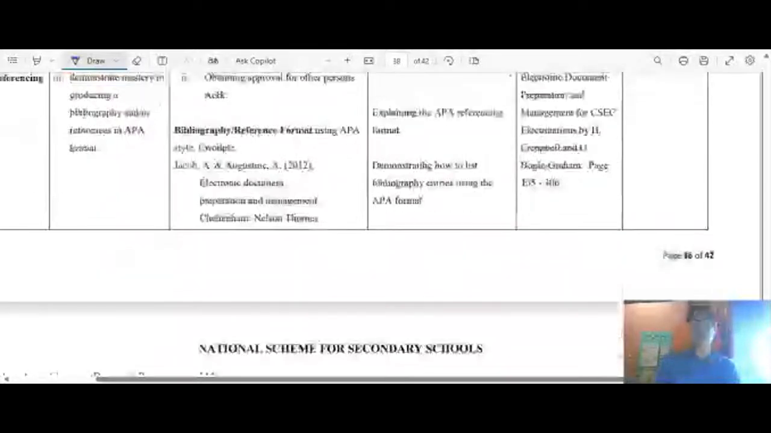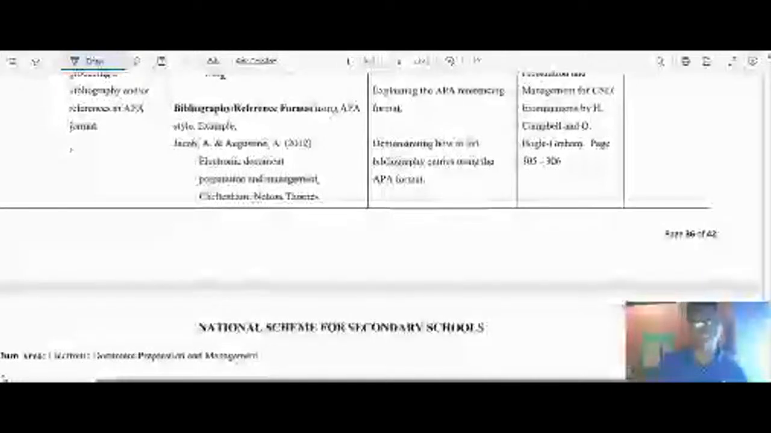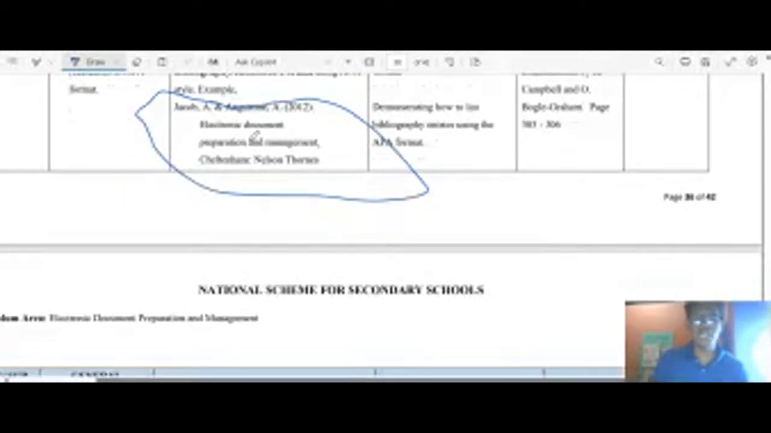So there's a bibliography or reference using the APA style, for example, Jacobson, Augustin. So this style, let me just think. Whenever you're formatting a document, this is how you do the APA style.